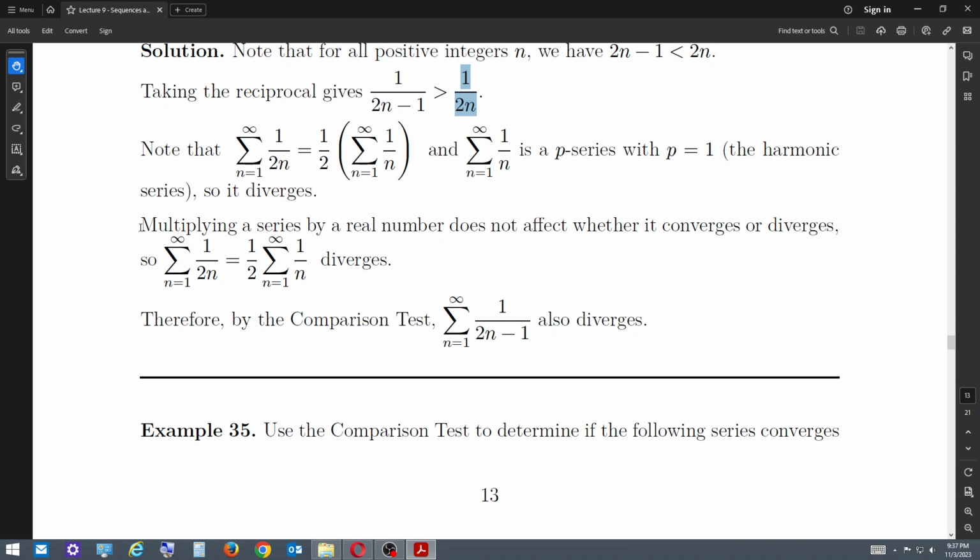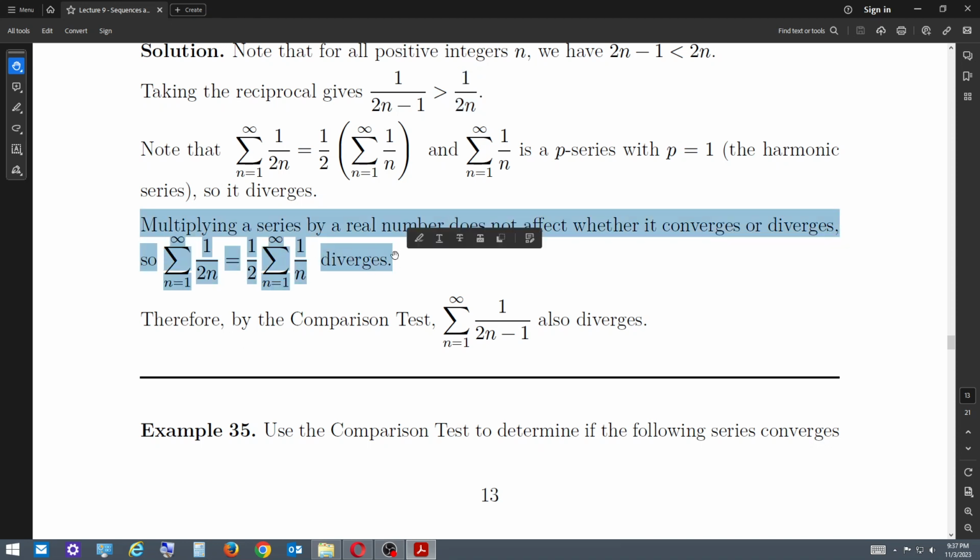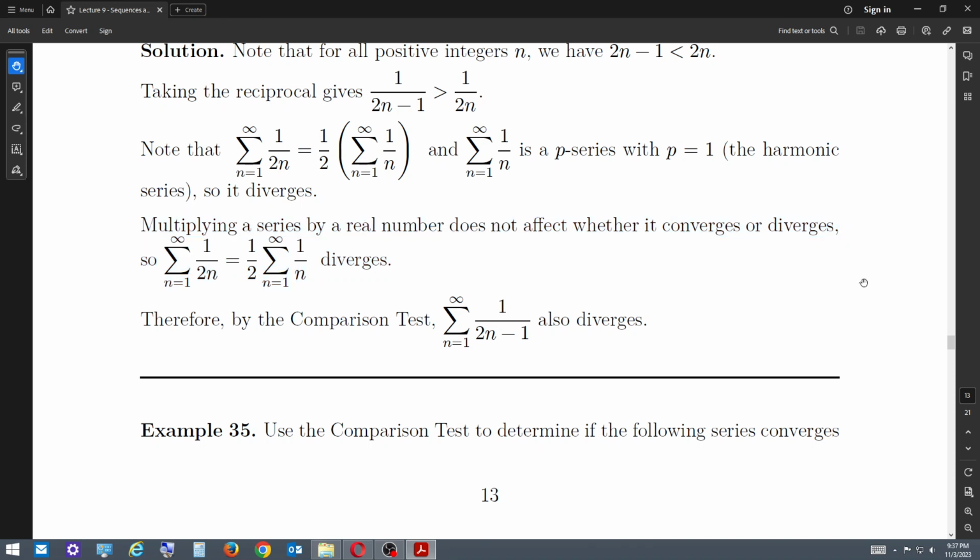Right? You don't need to mention this. I just mentioned this here for you all just to explain why we actually have a divergent series.